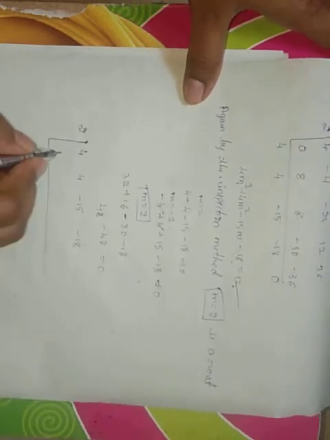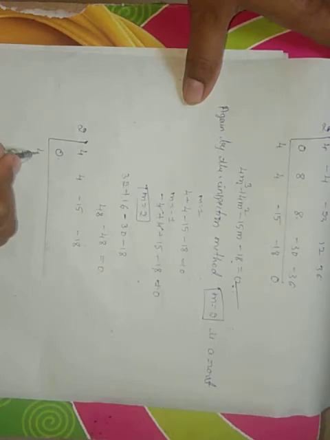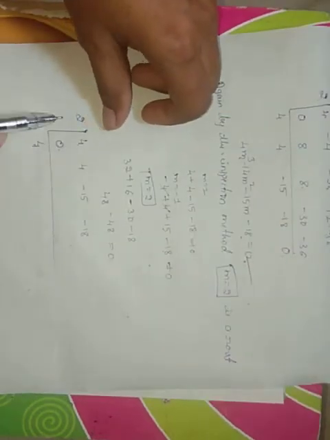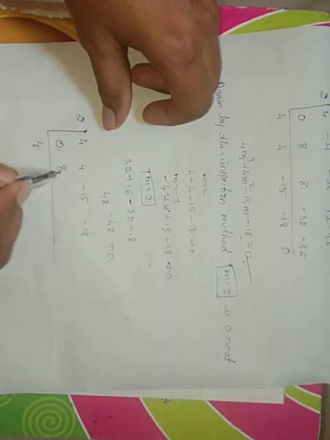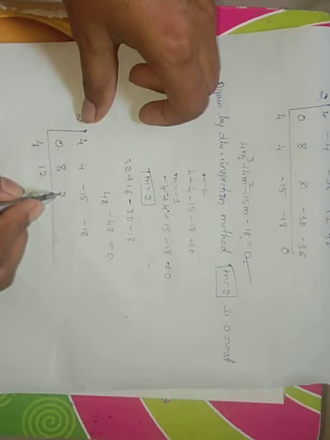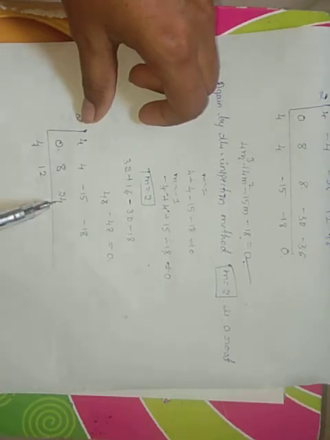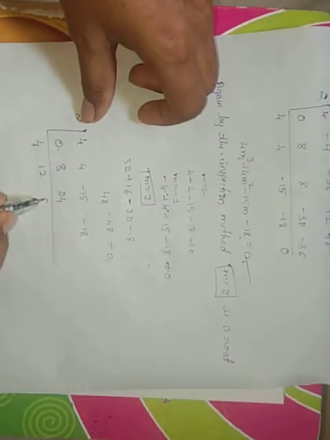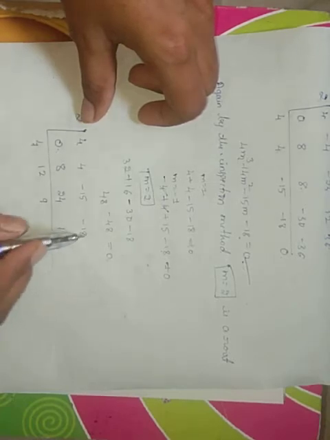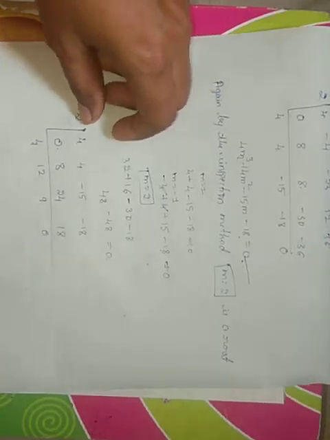First we have to start with the 0. 4 plus 0 is 4. 4 into 2 is 8. 8 plus 4 is 12. 12 into 2 is 24. Plus 24 minus 15 is plus 9. 9 into 2 is plus 18, minus 18 is 0.